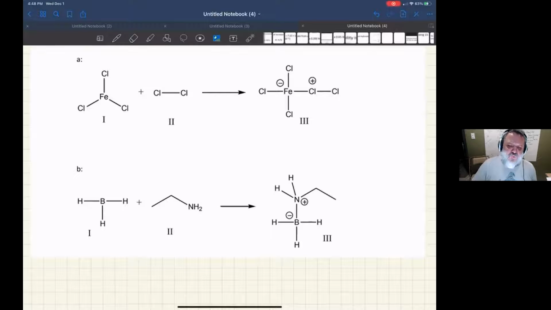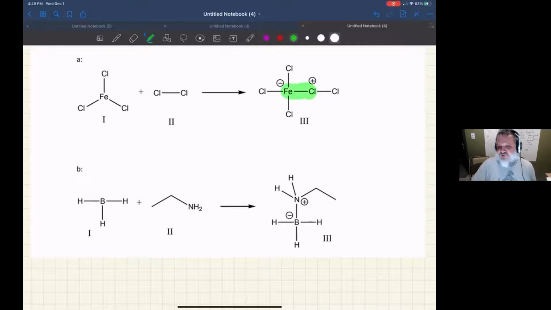When we thought about Arrhenius acids and bases, we thought about whether or not they created H3O+ ion or released OH- ion. Now we're talking about Lewis acids, and Lewis acids accept electron pairs and Lewis bases donate electron pairs. So how can you determine which one of these things is the Lewis acid and which one of these things is the Lewis base? Well, let's take a look.